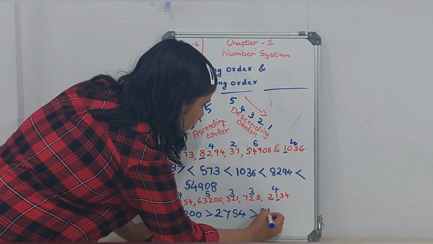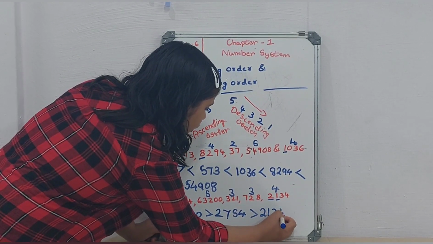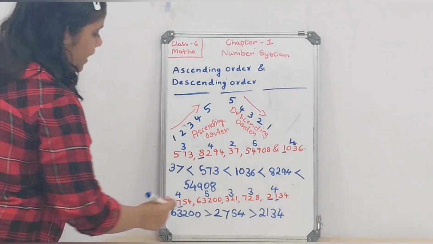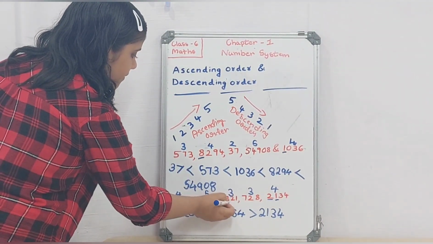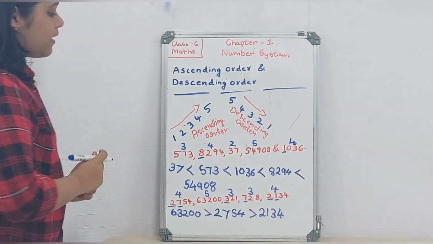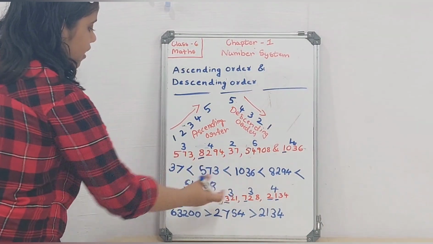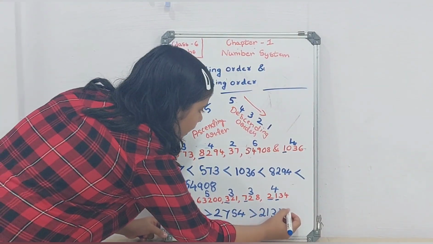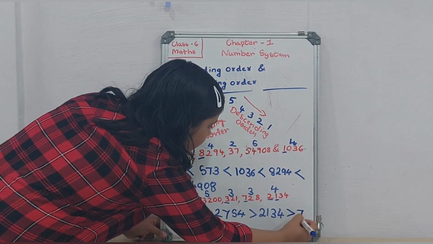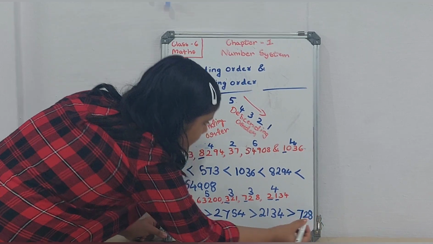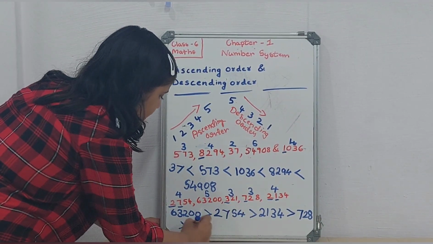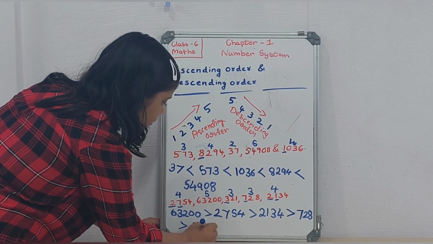2, 1, 3, 4. And here we have two numbers with 3 digits. That will be here 7 is there, here 3 is there. Which is bigger, greater? 3 or 7? 7 is greater. So we are going to write 7 to 8 is greater than 3 to 1.